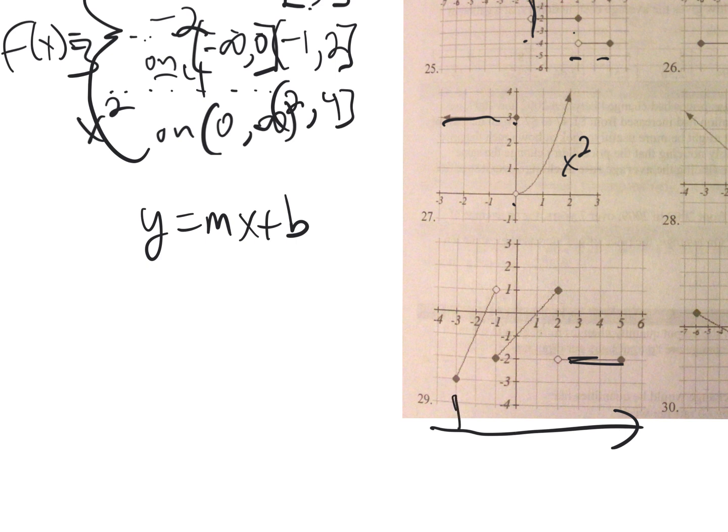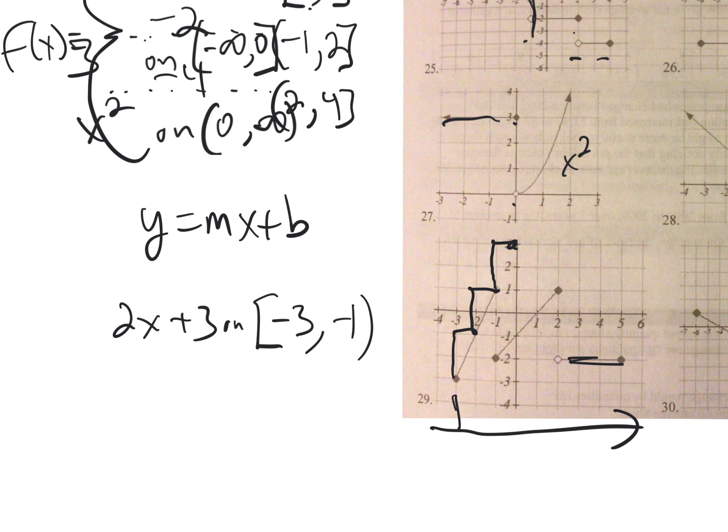So I'm going to use this piece from -3 until 1. It's closed at -3, it's open at 1, and I see a slope of up 2 over 1. So I know it's going to be 2x, and I have to figure out what the y-intercept is. For this one, it's pretty easy. Just continue the slope, and that's +3. Now I see another linear function. I see a slope of 1 and a y-intercept of -1, so 1x minus 1.